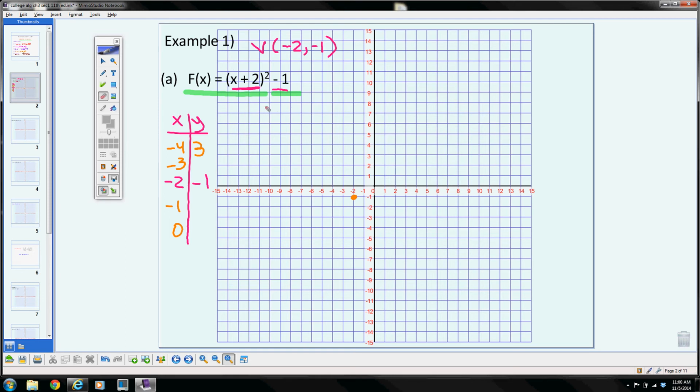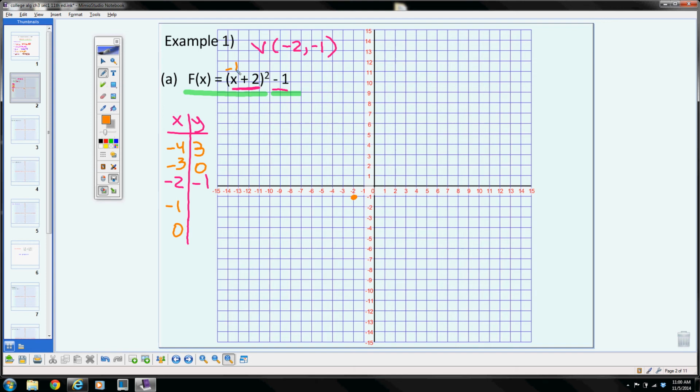So let's go up here and let's try the negative 3. If I put a negative 3 here, negative 3 plus 2 is negative 1. Negative 1 squared is positive 1, and 1 minus 1 is equal to 0. So at negative 3, I'm going to put a 0 in my chart. Now the next number I'm going to try is going to be the negative 1.